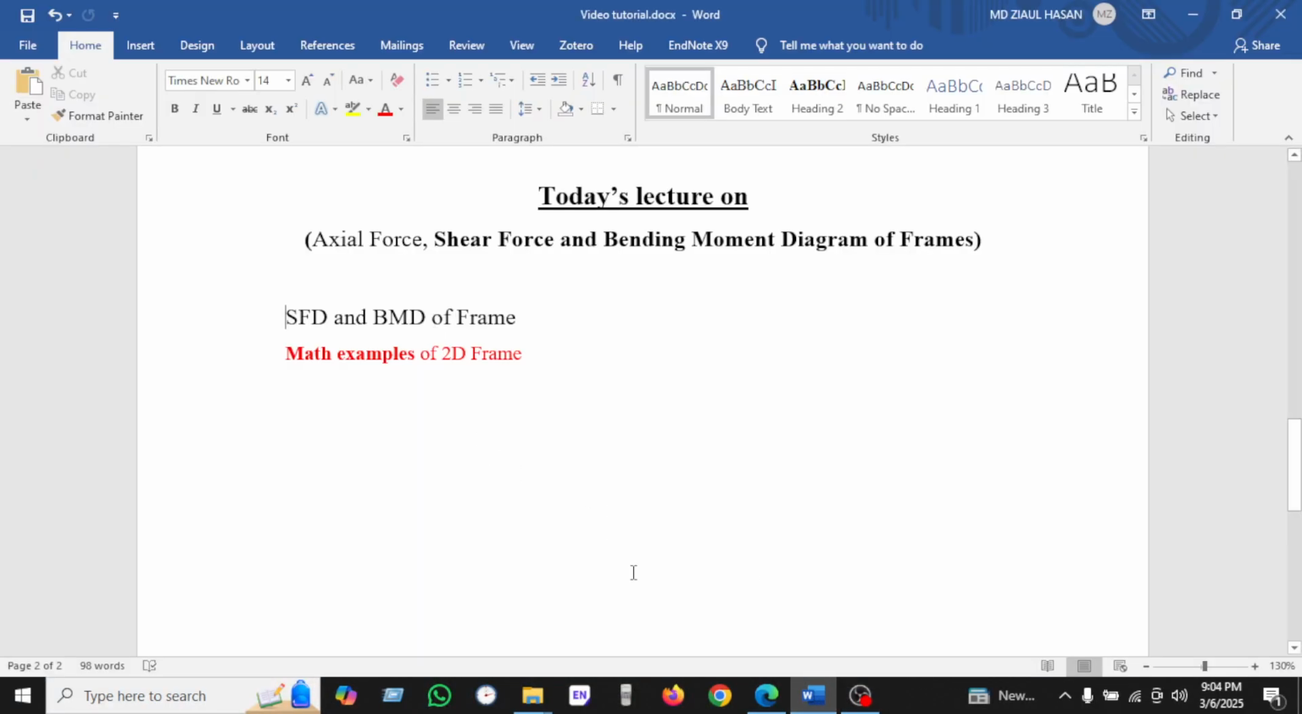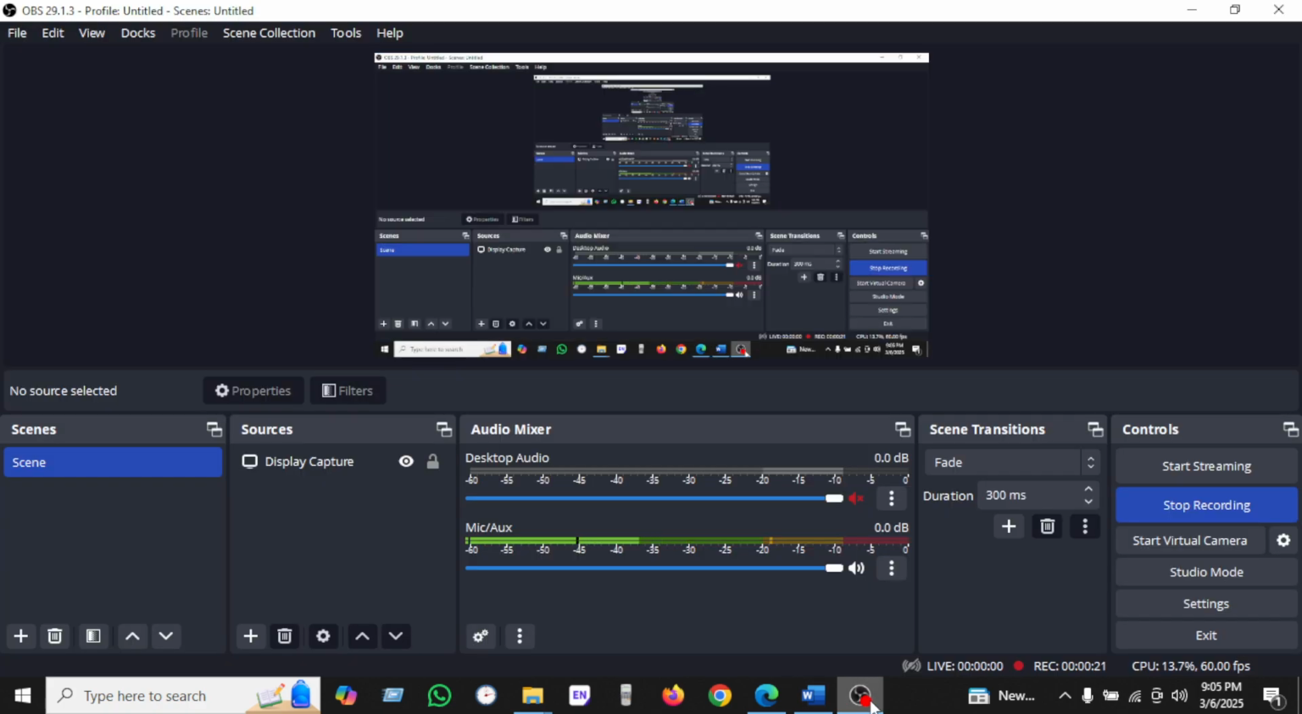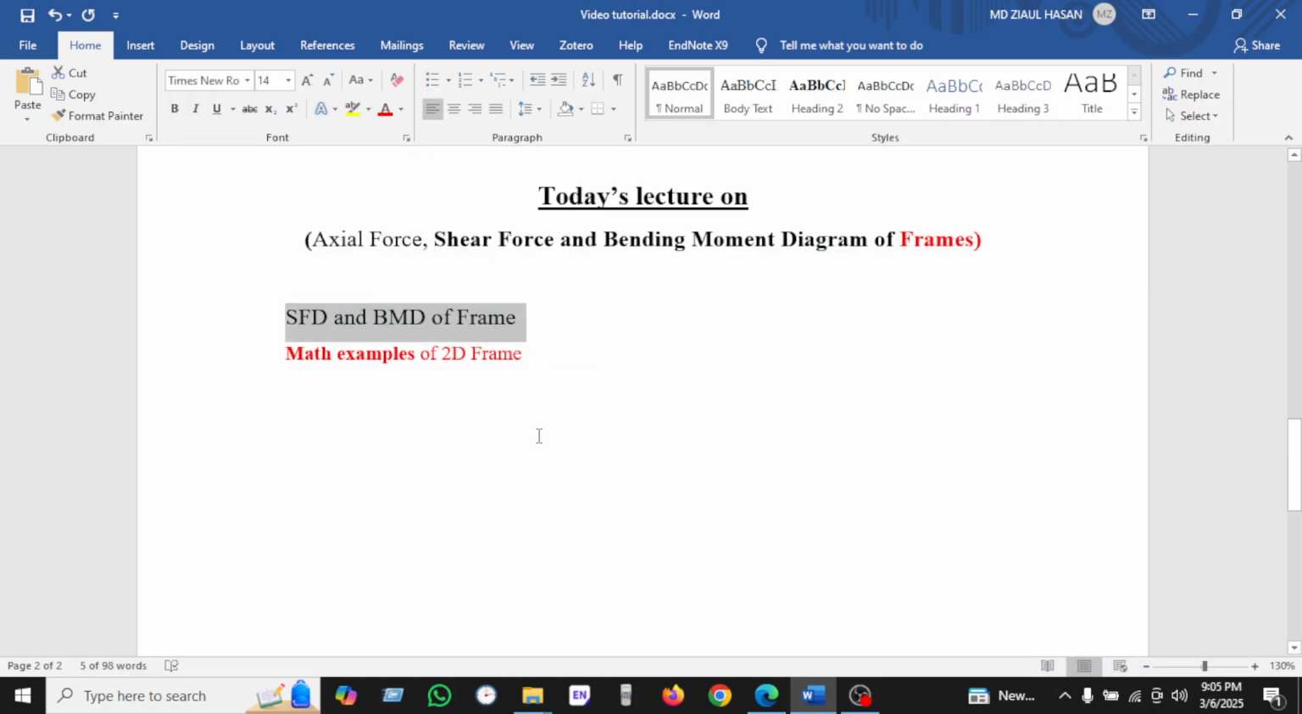Hello everyone, today I'm going to deliver a lecture on axial force, shear force and bending moment diagram of frame. So let's start. It will mainly focus on the shear force diagram and bending moment diagram of frame. We can see the example of a frame.